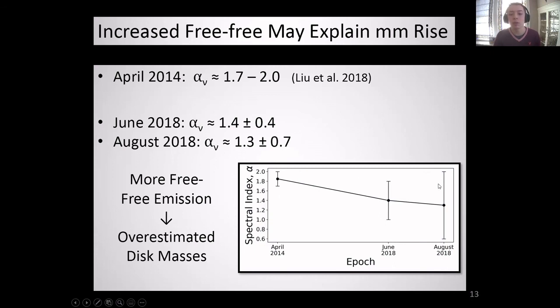However, we do believe that free-free emission is a likely explanation for the flux increase that we see.